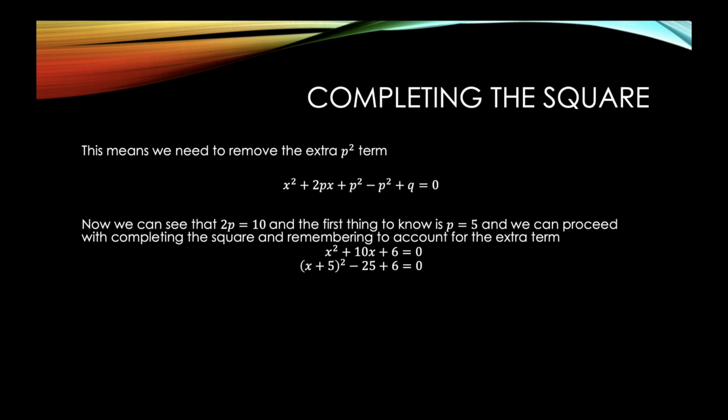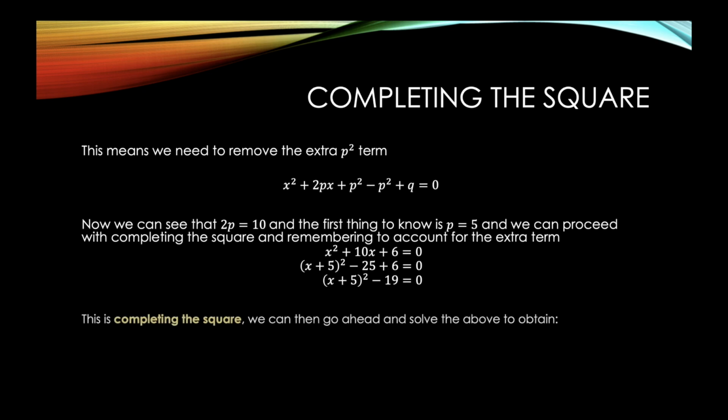Remember, the minus 25 is there to account for the positive 25 when you multiply out x plus 5 all squared. So when you collate the constant terms together, you end up with x plus 5 all squared minus 19 is equal to 0. This is called completing the square. So we can go ahead and solve the above equation, and you can obtain x is equal to minus 5 plus or minus the square root of 19. Recall that the square root of a positive number has two solutions.